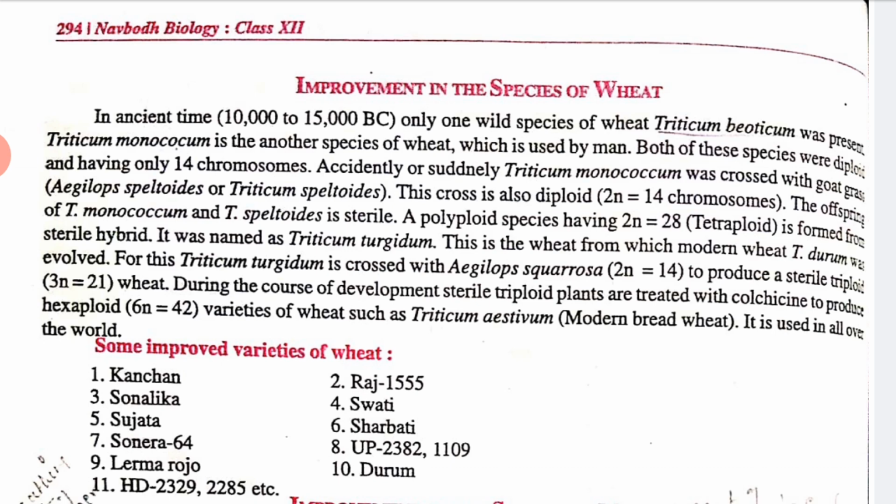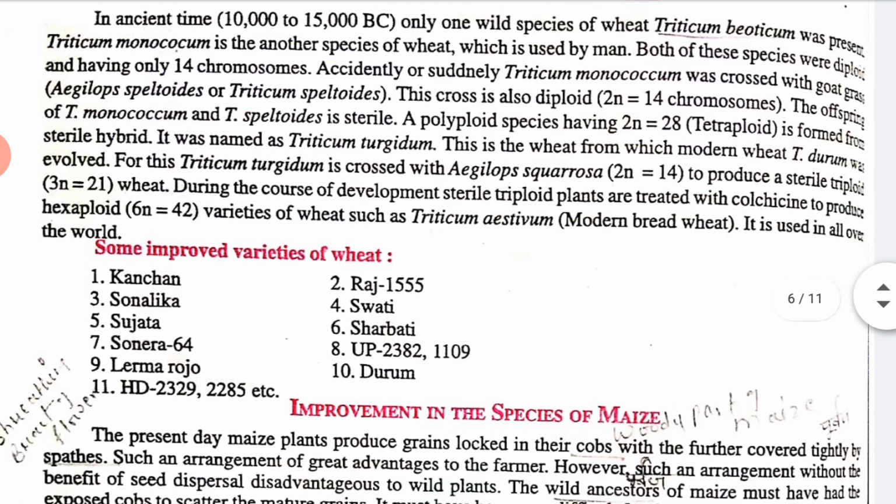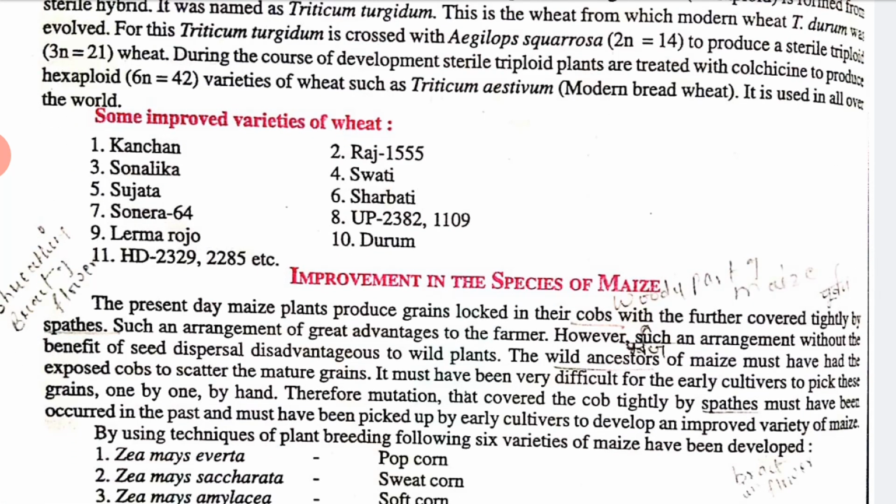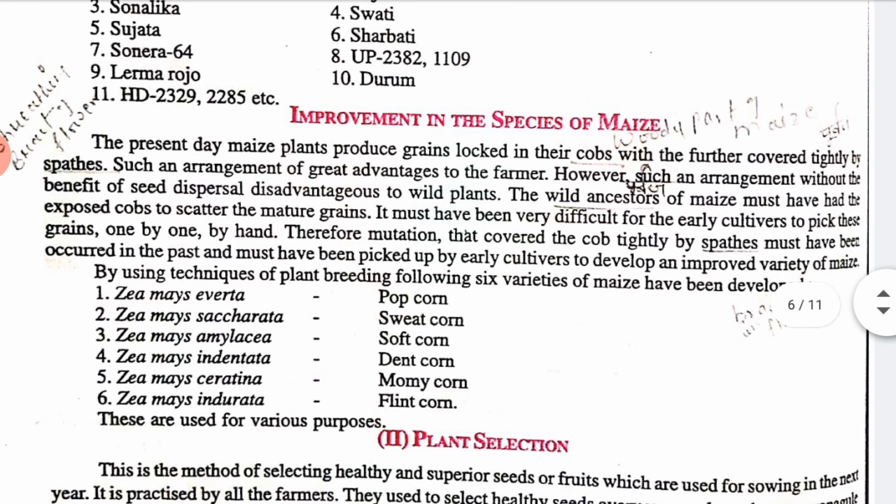So we have some improved varieties of wheat. You can see here these are the improved varieties of wheat. In this way we have improved the species of maize also. The present-day maize plant produces grain locked in its cobs. Cobs means the woody part of the maize, with the cob covered tightly by spathes. Spathes means sheathing bracts of the flower.